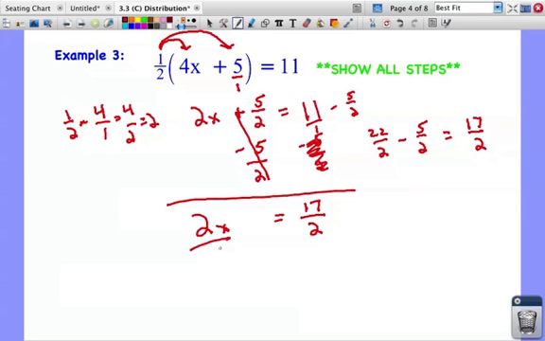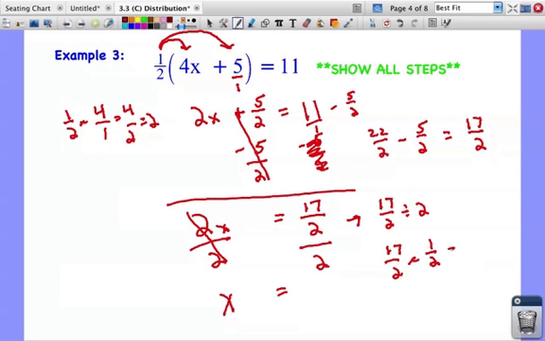Now I can just divide by 2. Divide by 2. I get x by itself, because these cancel each other out. So let's look at this over here. Remember, this is 17 over 2 divided by 2. Keep, change, flip. So this is really 17 over 2 times 1/2. Now we just multiply straight across. We get 17 over 4. And that is my final answer.